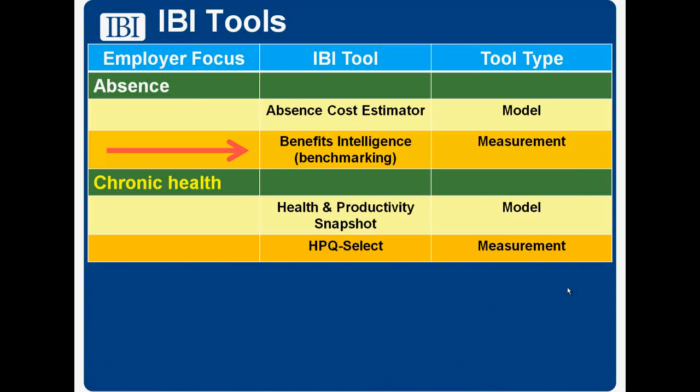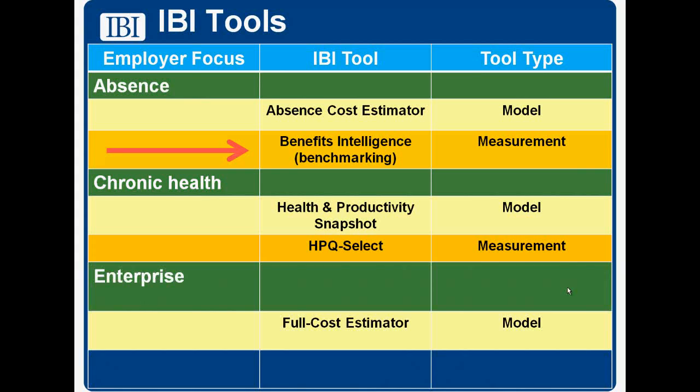On the measurement side, our self-reporting tool, again developed with Ron Kessler, the next generation of his original HPQ, we call it the HPQ Select, which is a tool that we actually use with employers and their employees, a survey tool, or we build the core questions into the employer's HRA to start to get at these broader dimensions around chronic health.